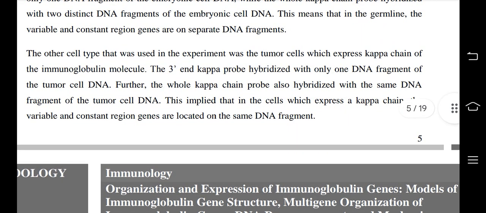The other cell type used in the experiment was the tumor cells, which express the kappa chain of the immunoglobulin molecule. The 3' end kappa probe hybridized with only one DNA fragment of the tumor cell DNA. Further, the whole kappa chain probe also hybridized with the same DNA fragment of the tumor cell DNA. This implied that in the cells which express a kappa chain, the variable and constant region genes are located on the same DNA fragment.